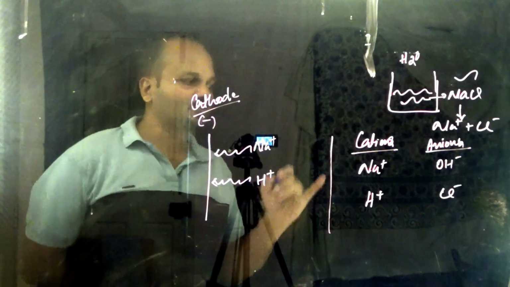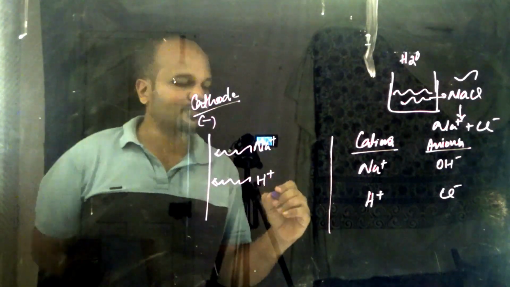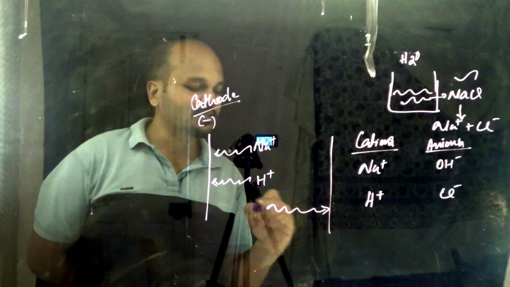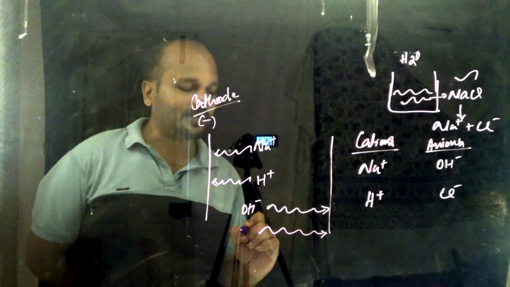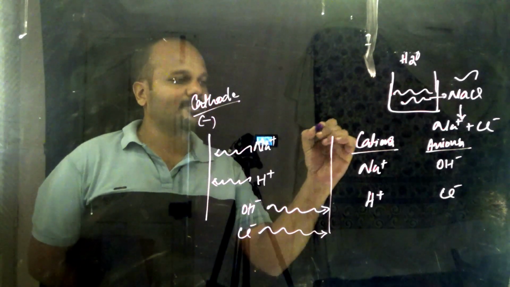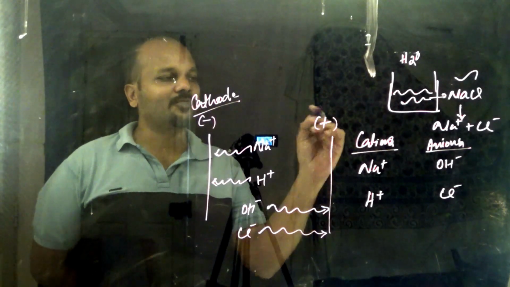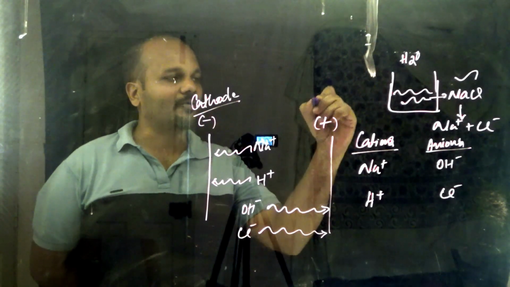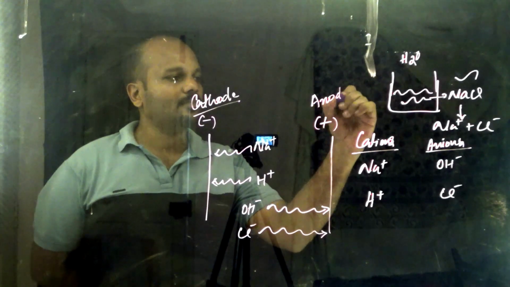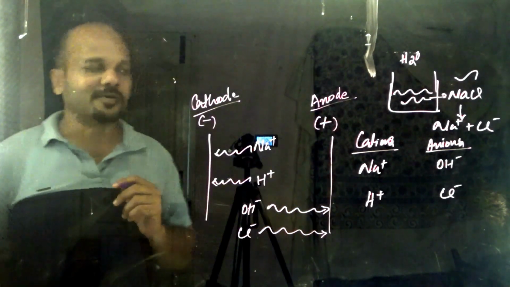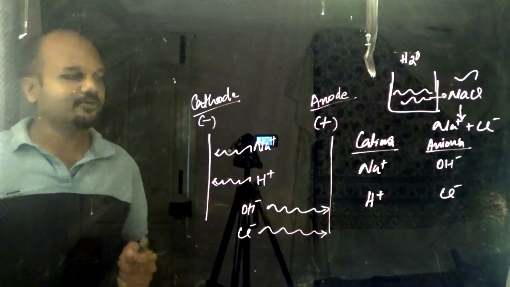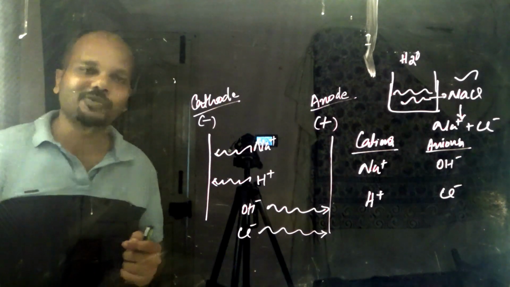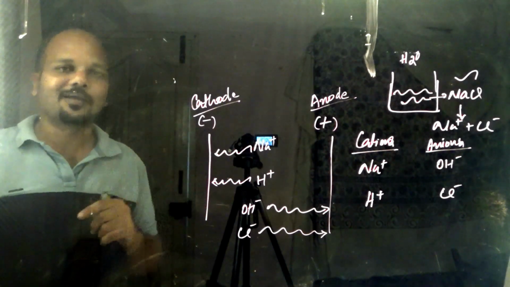And there are two anions. You know very well that one is OH- and the next one is Cl-. Both will go to the positive electrode, which is nothing but the anode. So Na+ and H+ ions come to the cathode. Let's see what will happen.